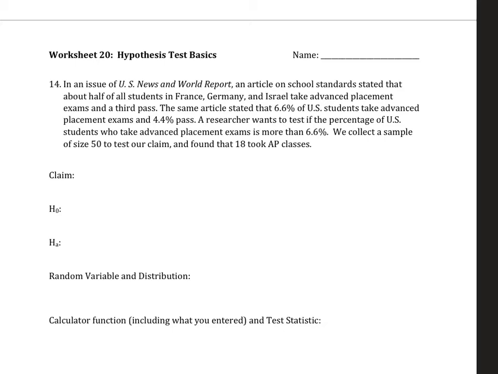So here, I'm gonna look for what statement we need to actually test. So let's look at this statement that I'm underlining or highlighting here. A researcher wants to test, okay, so I noticed that he wants to test if the percentage of the US students who take an advanced placement exam is more than 6.6%. They give you a lot of different information here, but I want to make sure that I'm looking for the one they actually want to test.